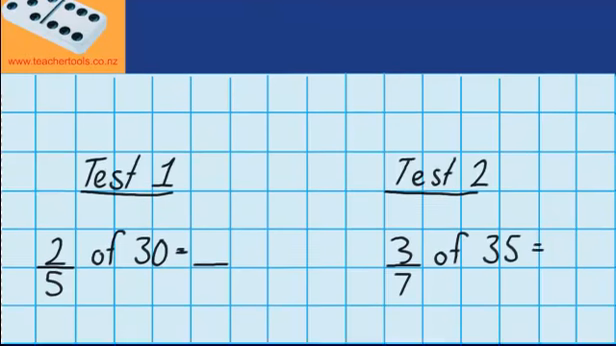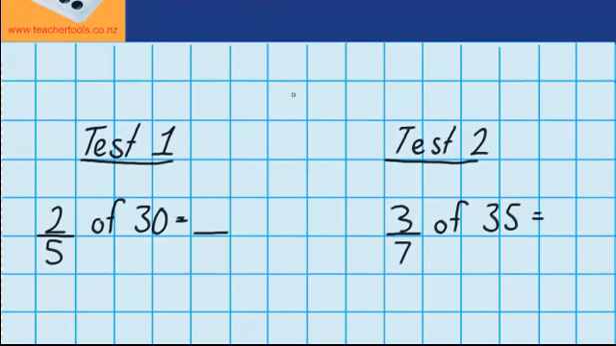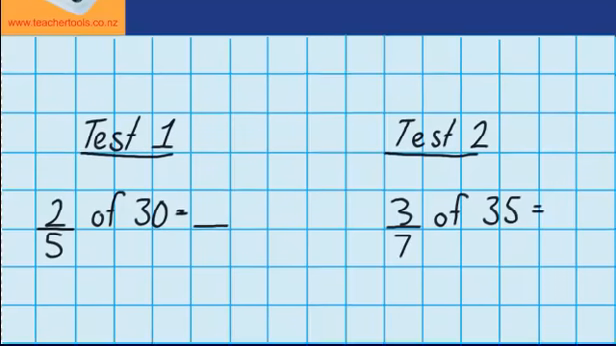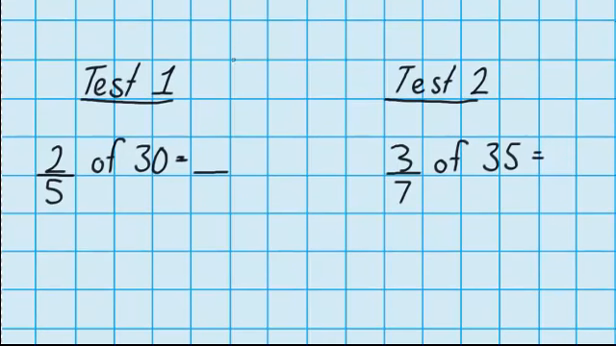Well, you can see down here I've done two tests. I've got test 1 and test 2. In test 1 I got 2/5 of the words wrong, and there were 30 words in that test. And in test 2 I got 3/7 of the words wrong, and there were 35 words in that test.